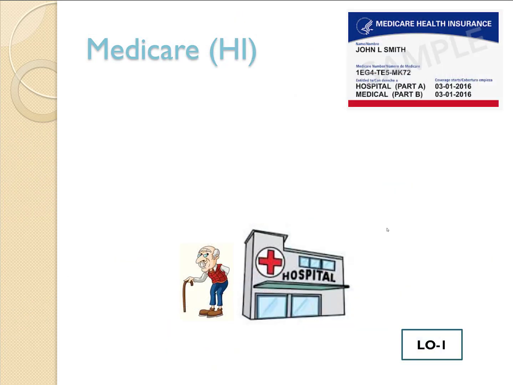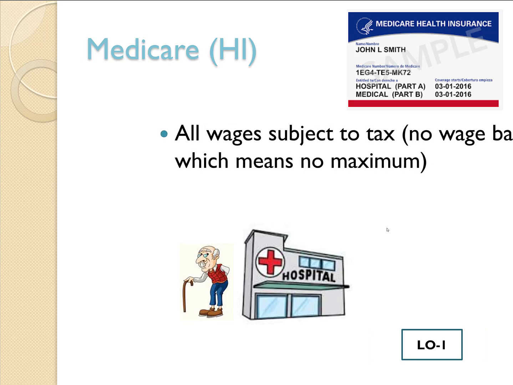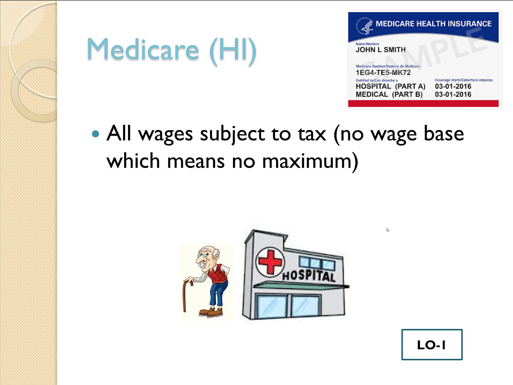So now let's talk about Medicare, also known as hospital insurance, sometimes called HI. This book is going to be assuming that all wages are subject to Medicare. So there is no wage base, which means there's no maximum. What this means to you in payroll is you're going to like calculating Medicare better than you're going to like calculating OASDI, because Medicare has no limit. So you don't have to worry about any limit. The rate we're going to assume is 1.45% of an employee's gross pay.